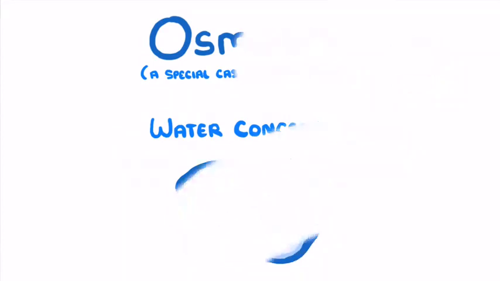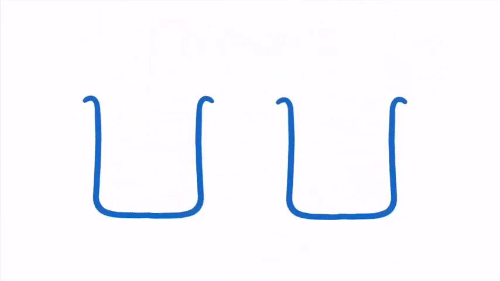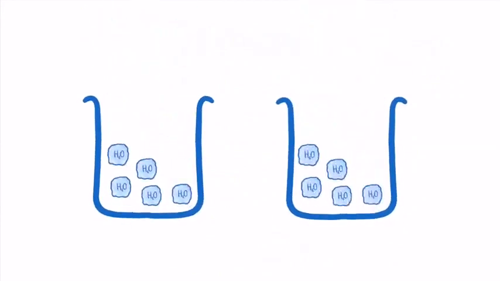For example, let's take two beakers, each with 100 milliliters of water in them. As you can see, we're going to think of the water as particles, but don't worry, this is just so that it's easier to understand the difference in concentration. We'll then add 1 gram of sugar and other solutes to the left beaker, and 3 grams of solutes to the right beaker.